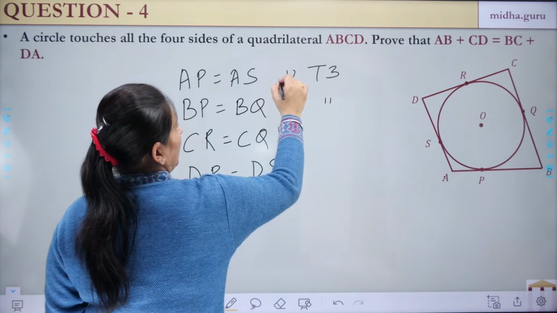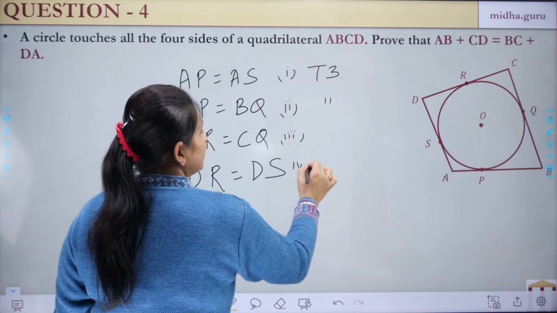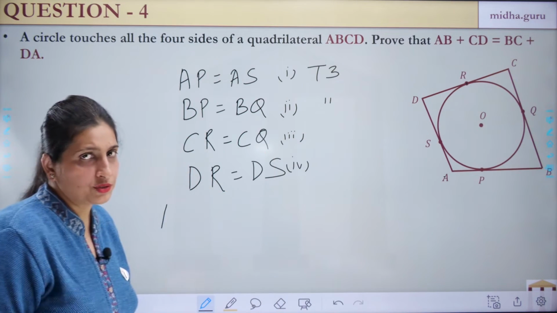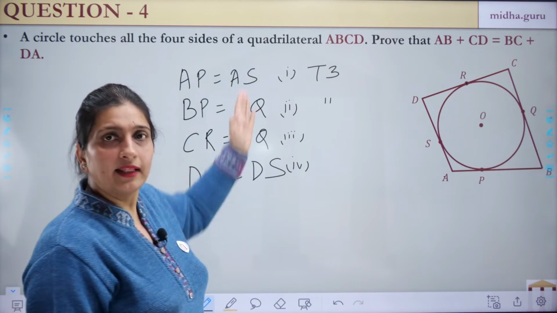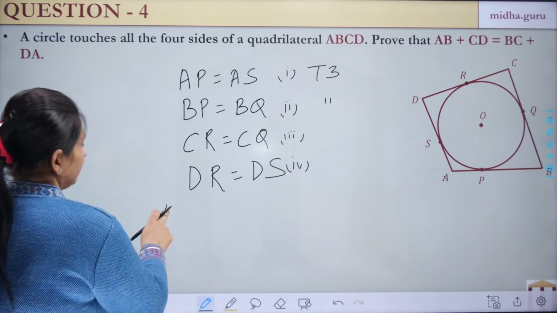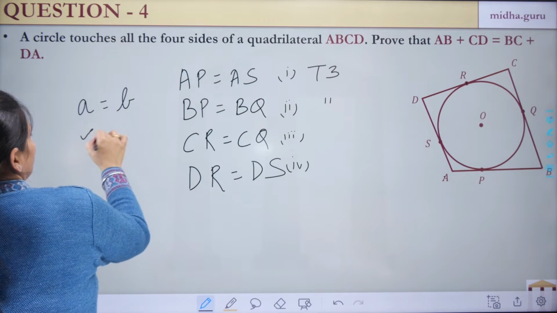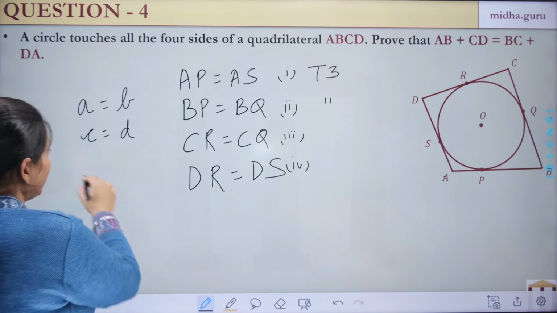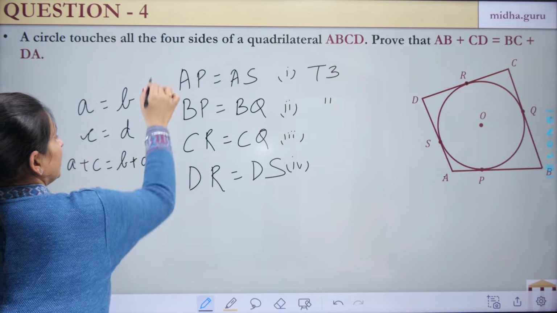This is equation 1, this is 2, this is 3, and this is 4. When we add the equations, how do we add? We add all the left hand side, and then we add all the right hand side. As we know, if A is equal to B and C is equal to D, then A plus C will be equal to B plus D.